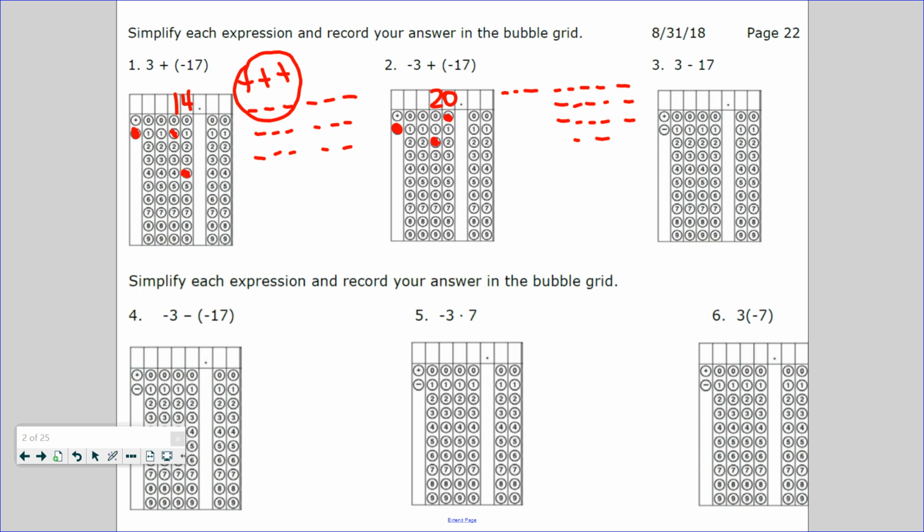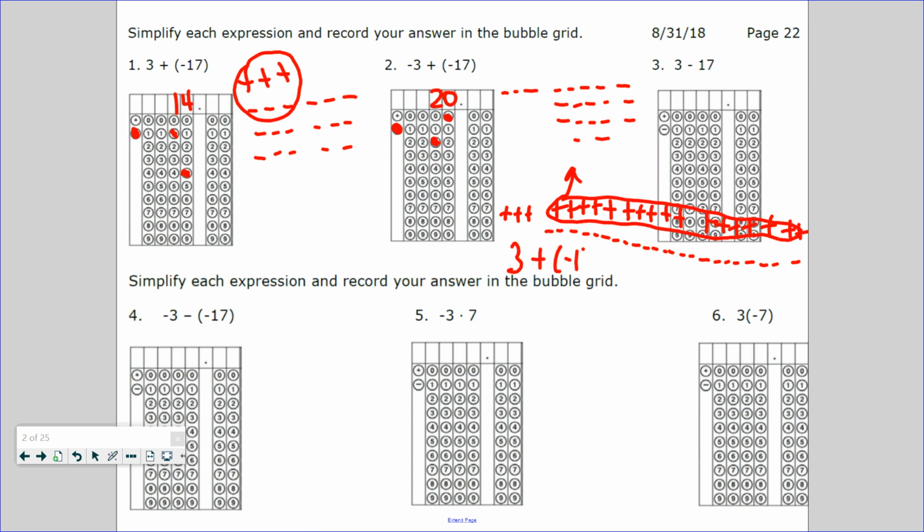Next one, 3 take away 17. I could model it. If I do model it, you start with 3 positive. How can I take away 17 positives from this without changing the value of 3? I need to draw 17 sets of 0 pairs. 5, 10, 15, 16, 17. I take away now the 17 positives. So I have 3 plus negative 17, which is negative 14.